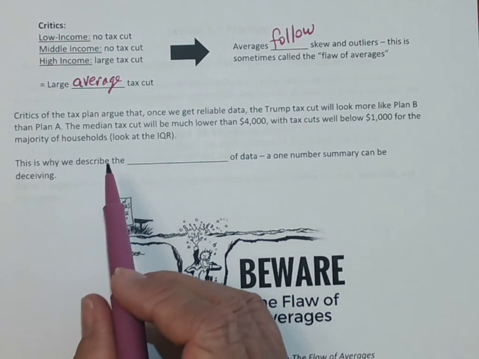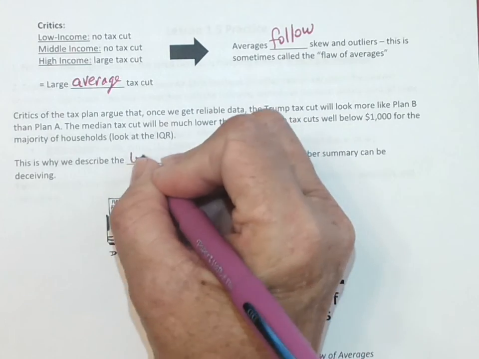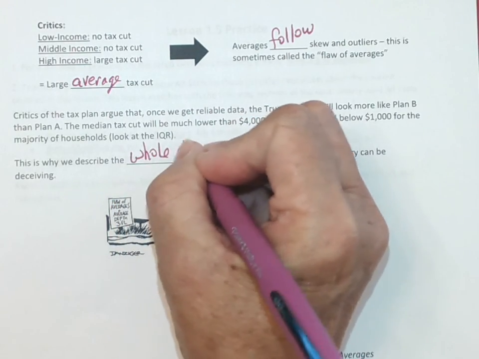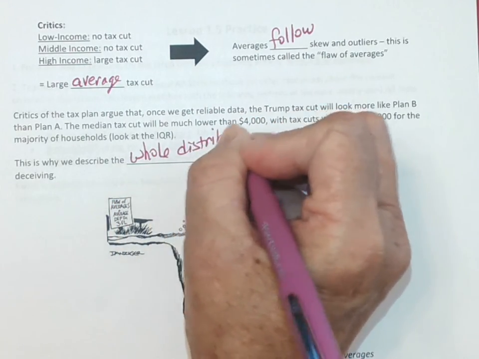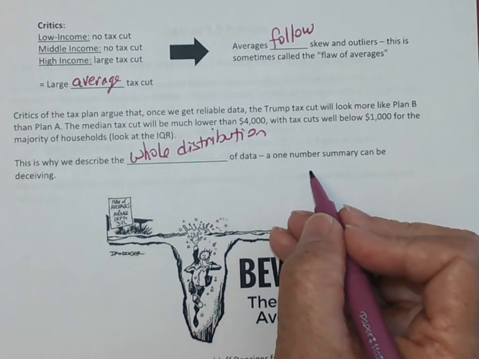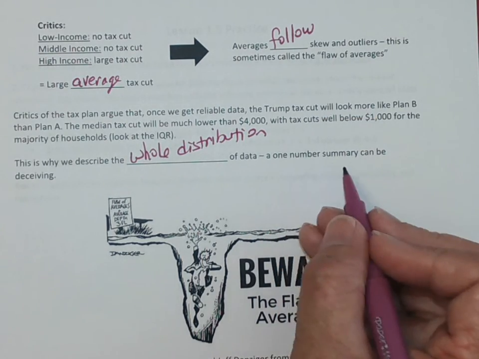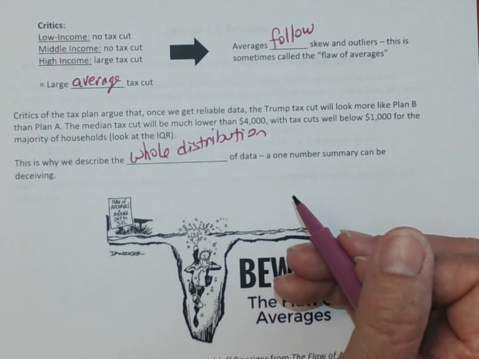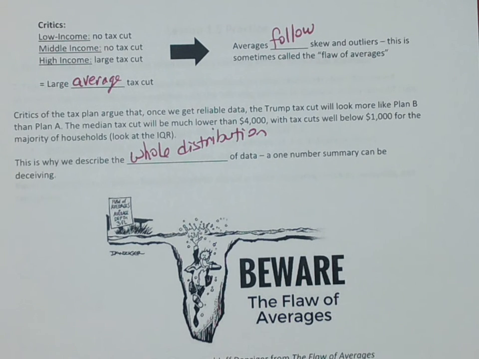This is why we describe the whole distribution of data versus just a single number such as an average. Because looking at the whole set, a whole group of data, we get a much more complete picture of what's going on. And so that means looking at the 5-number summary or looking at the full graph of the data.